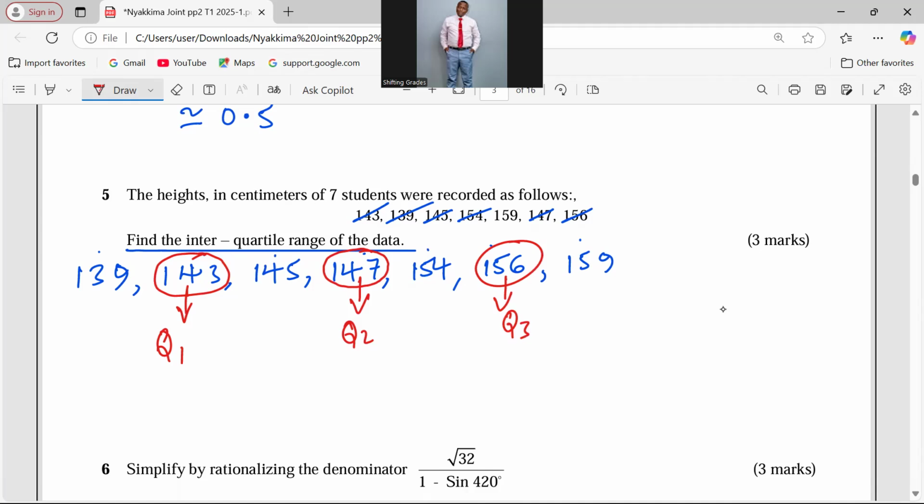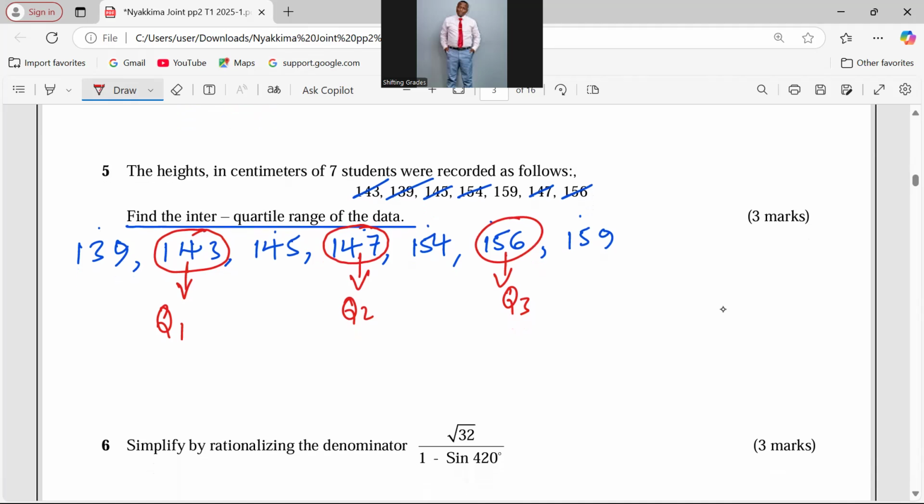So we have the median for the total set of data, the median of the lower set, which we are calling Q1, or rather the lower quartile, and the median of the upper set, which we are calling Q3, or rather the upper quartile.